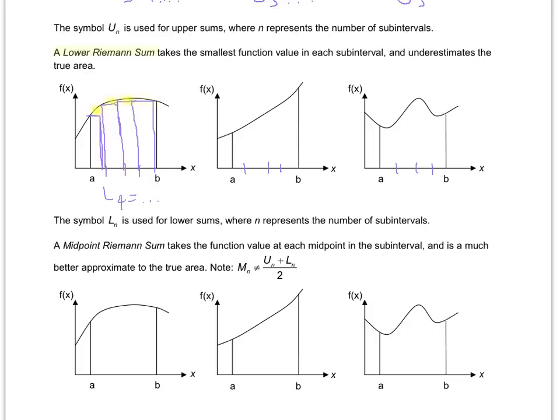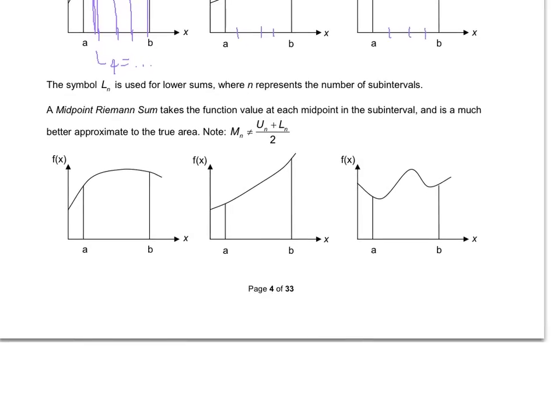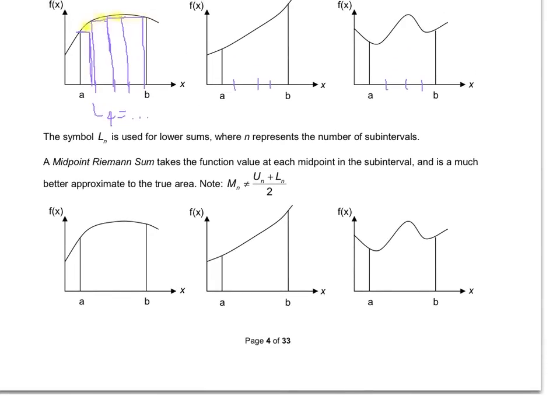Okay, so you've got an upper sum, which takes the biggest y value. You've got a lower sum, which takes the lowest y value. And as you can imagine, the best representation for an estimate of the area would be to do a midpoint Riemann sum. And it's a better approximation to the true area. This is worthy of highlighting and noting that a midpoint is not averaging the upper and the lower, because it's talking about taking the function value at the midpoint in each subinterval. So it has nothing to do with the actual y values. You're only taking into account where the x is located.